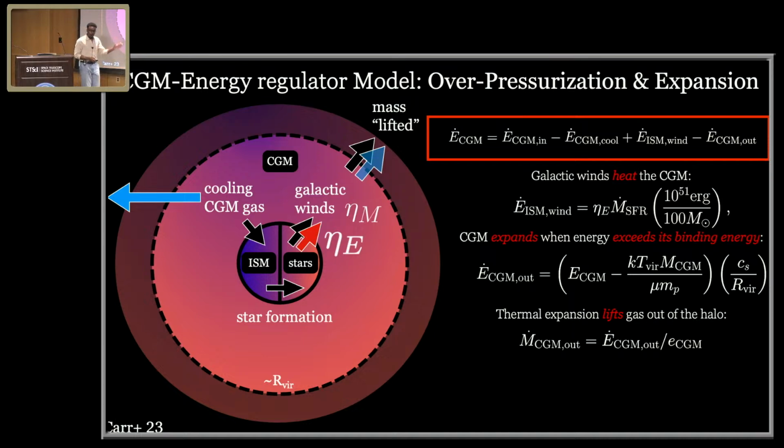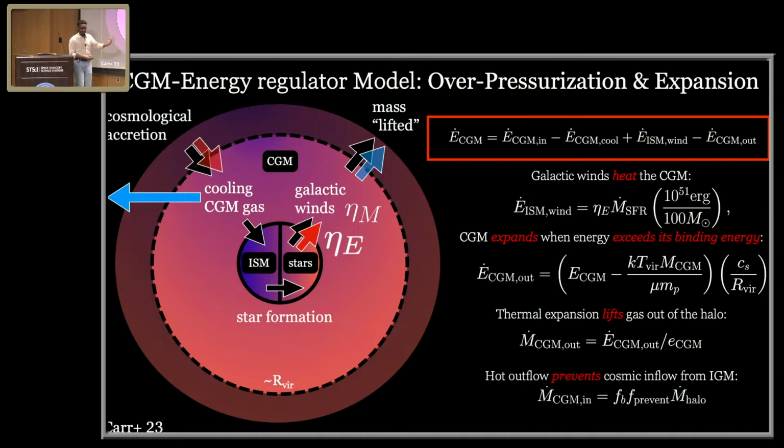But it can actually do more than just that, because if you have this hot expanding gas in this outflow, it can also interact with surrounding gas in the intergalactic medium. And so this gives you an additional halo scale preventative feedback that we include here. And we assume that this preventative feedback term on the halo scale is related to this ratio of the outflowing energy to the inflowing cosmological accretion. So that's the model.